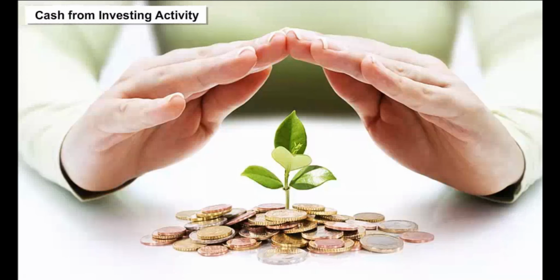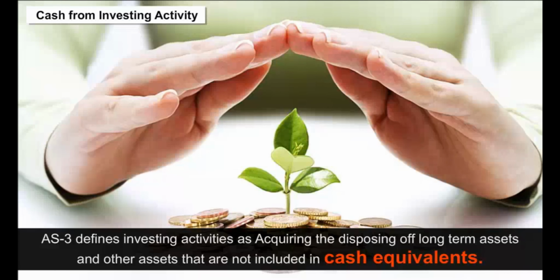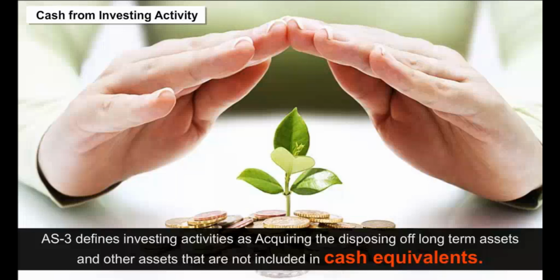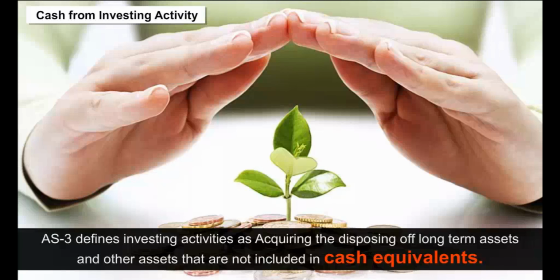Cash from investing activity. AS 3 defines investing activities as acquiring and disposing of long-term assets and other investments that are not included in cash equivalents. Investing activities include sale and purchase of long-term assets or fixed assets like machinery, land, building and furniture, etc.